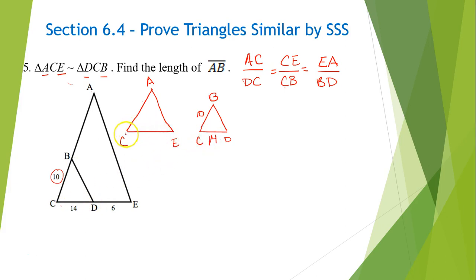And then we also have the length of CE. C to E are these two segments added together. So 14 plus 6, that is 20. All right. Now, another tricky thing on this one is we're asked to find length AB. Well, AB is right here. And how we're going to get AB is by finding this entire side length right here and then subtracting 10 from it, and we've got AB.